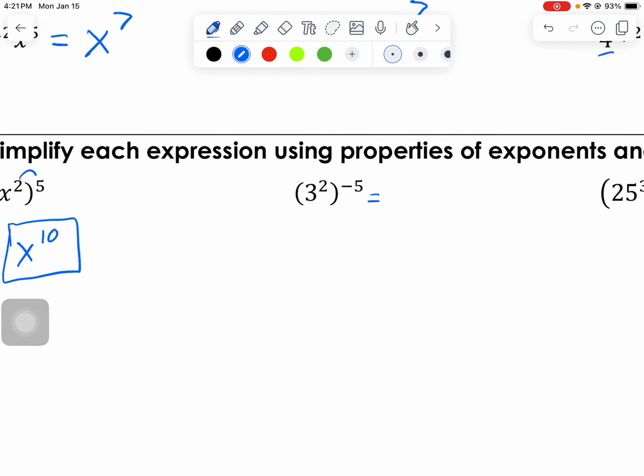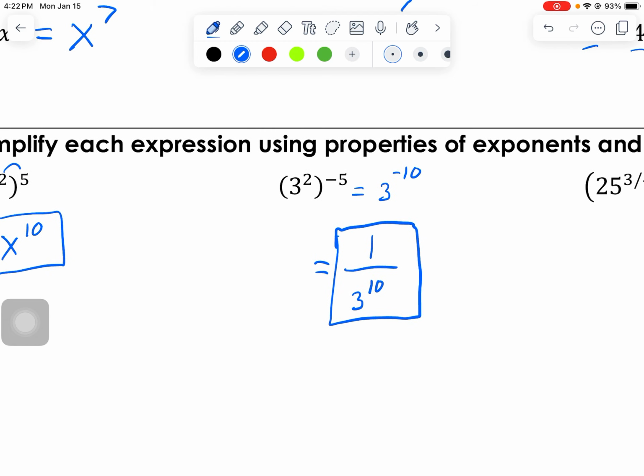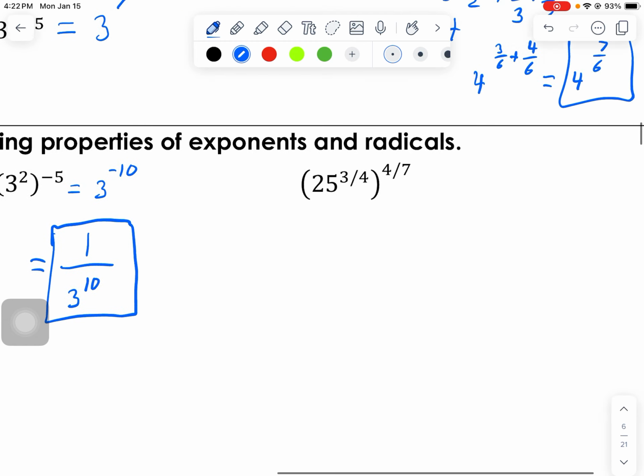This one here would be 3 to the negative 10 power. You should never leave your final answer with a negative exponent though. You should rewrite it so that it becomes positive. So then we would rewrite this as 1 over 3 to the 10th. Not negative. Our answer does not change to a negative just because you have a negative exponent. That's a very common mistake. It just goes to the denominator in this instance.